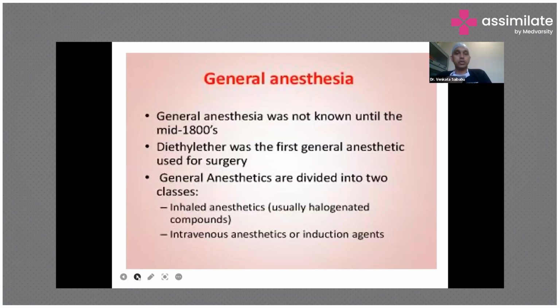Next slide. So general anesthesia was not known until the mid 1800s. Diethyl ether was the first general anesthetic used for surgery. General anesthetics are divided into two classes: inhaled anesthetics and intravenous anesthetics or induction agents. I just mentioned the names. I'm not going into the details of pharmacodynamics and pharmacokinetics of each individual drug, because that itself will take another session. Next slide.